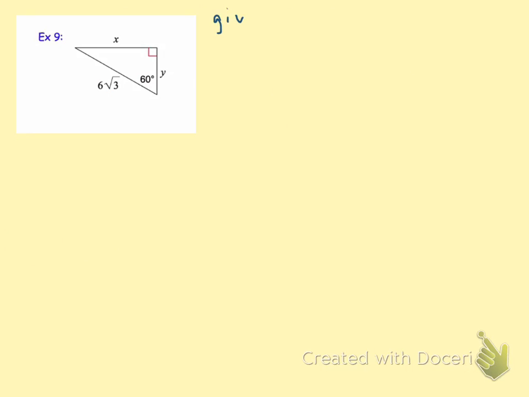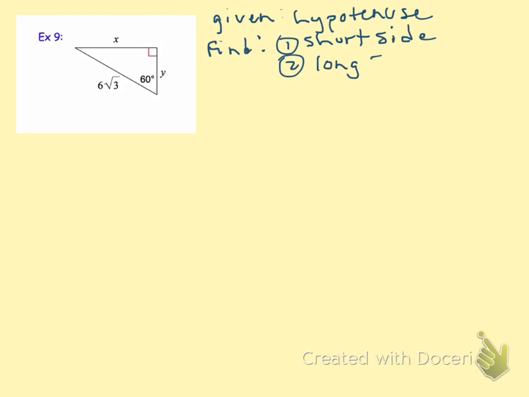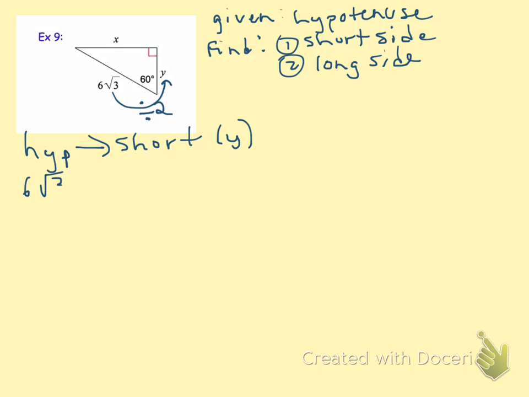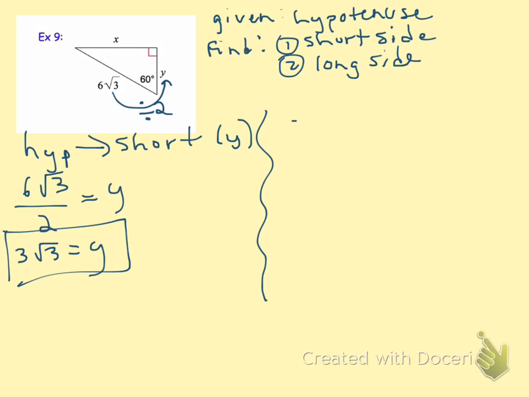Alright, let's look at one final example. In this example, we are given the hypotenuse, and we need to find first the short side, and second, the long side. So to go from hypotenuse to short side, y, we have to divide by 2. So 6 radical 3 divided by 2 will give us our short side. Now, the 6 gets divided by the 2 because those are both numbers outside of radicals. In fact, there is no radical on the denominator. So 6 divided by 2 is 3. And then that radical 3 just gets dragged along. And we're left with 3 radical 3 equals y.